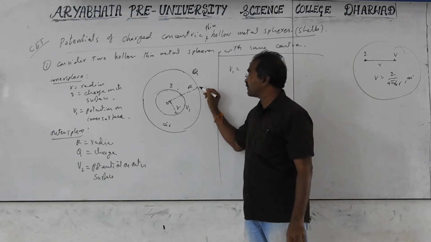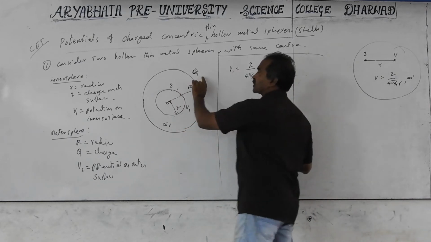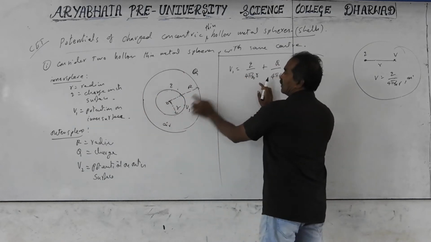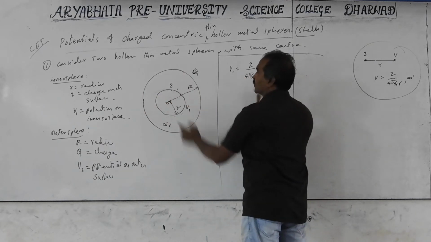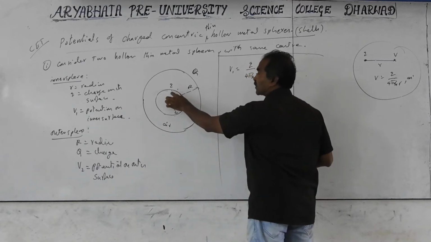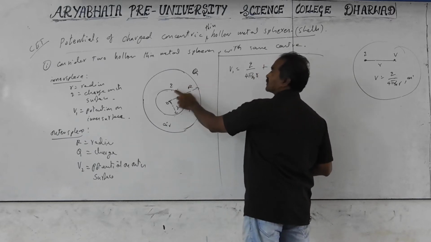For the charged sphere, the potential is the same on the surface and also inside, everywhere, because of capital Q. Here, V1 is the potential on the inner surface because of both q and Q. On the outer surface the potential is V2. The total potential is not just because of small q, it is because of small q and capital Q. V1 is because of q and Q, and V2 is also because of q and Q.